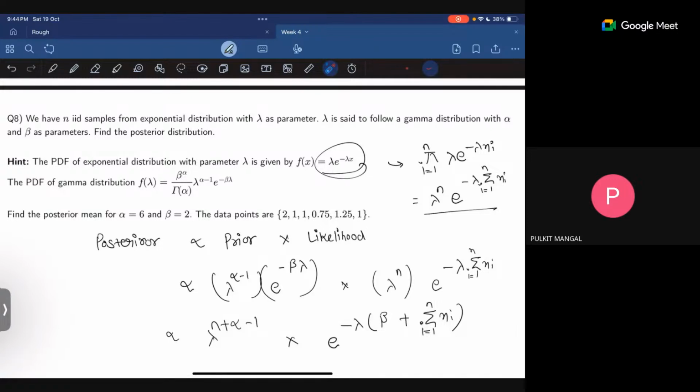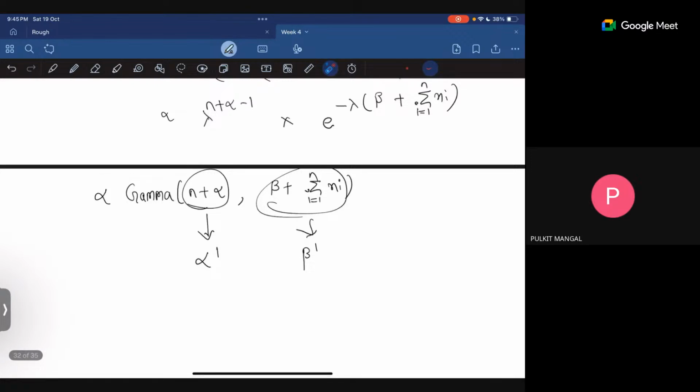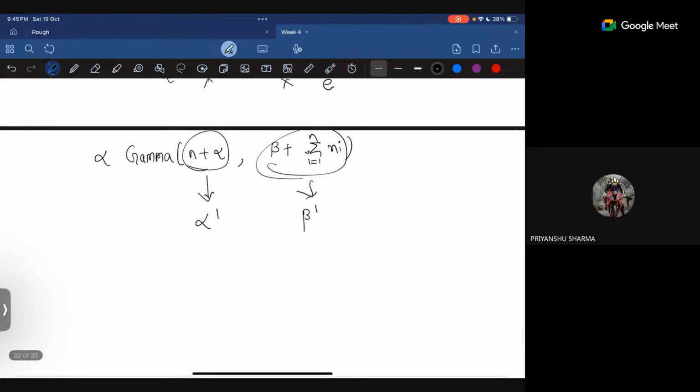Now the next step in the question is to find the posterior mean if you have alpha equal to 6, beta equal to 2, and these are your data points. So how do you find the mean for the gamma distribution? In this case, that would be alpha dash over beta dash. Yes, that is the updated alpha and beta ratio. So alpha dash over beta dash would be your posterior mean.